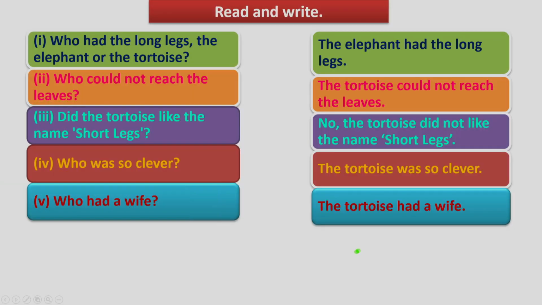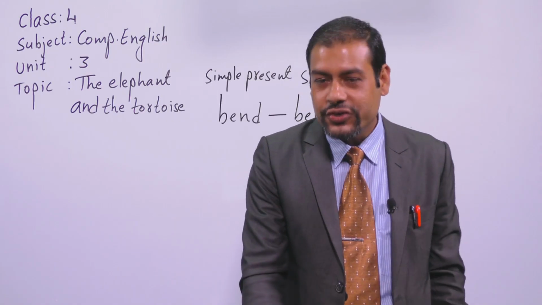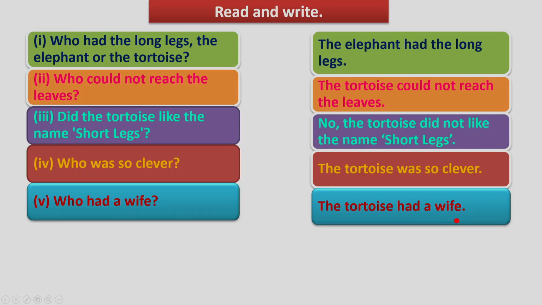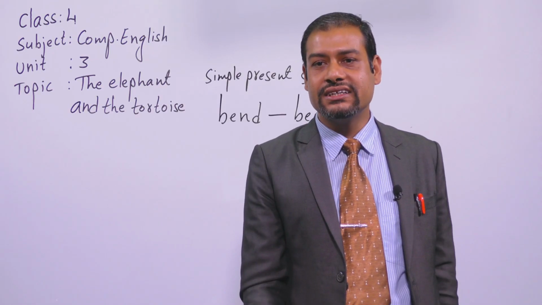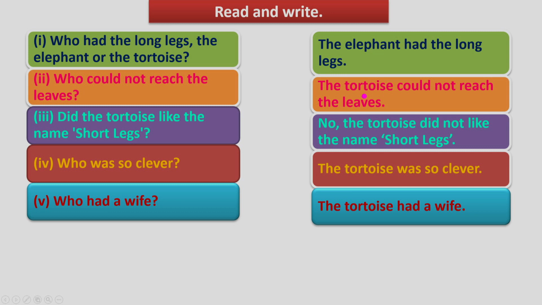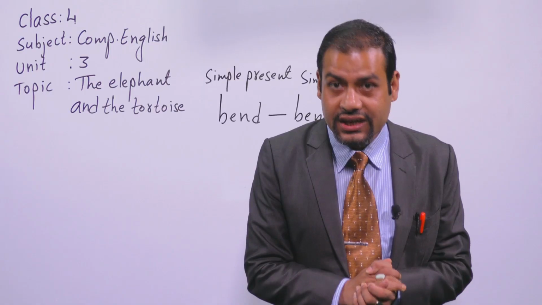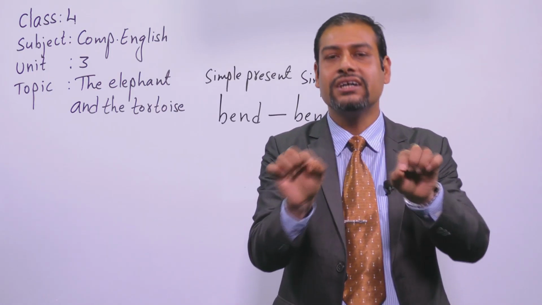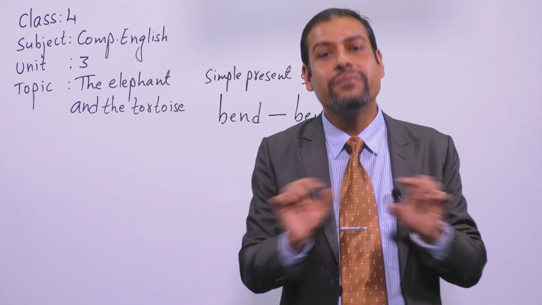Who had a wife? Yes, in the story, the husband tortoise went to his wife, okay? So your answer should be: the tortoise had a wife. Dear students, after learning this, even if you write only the elephant, or only the tortoise, or only no, the tortoise did not like, that can also be correct. But we have to build up our habit to write the answers in a complete sentence.